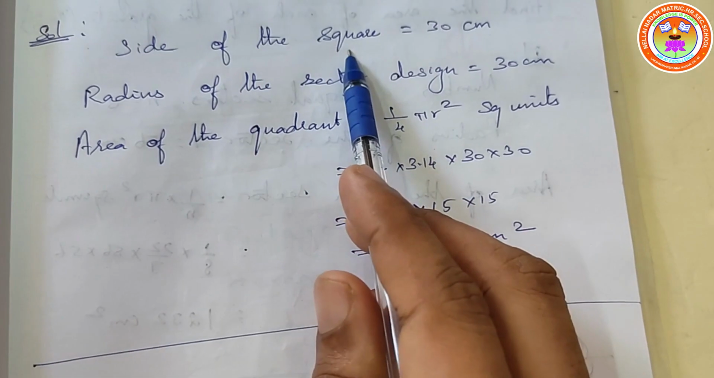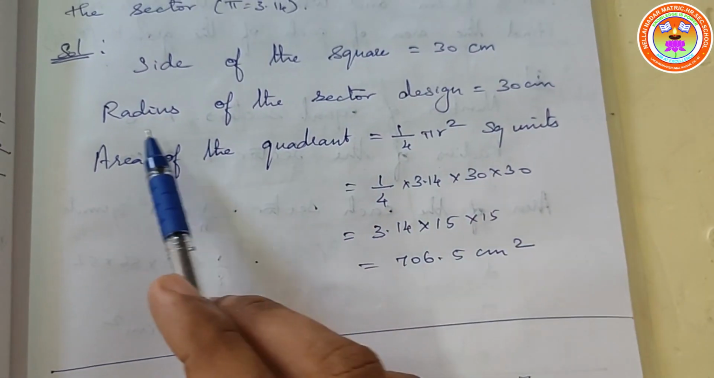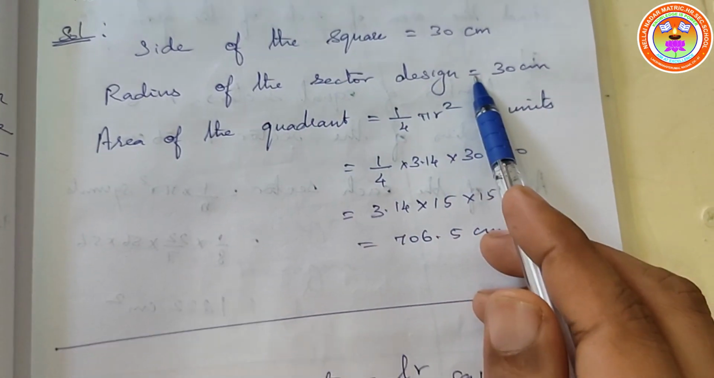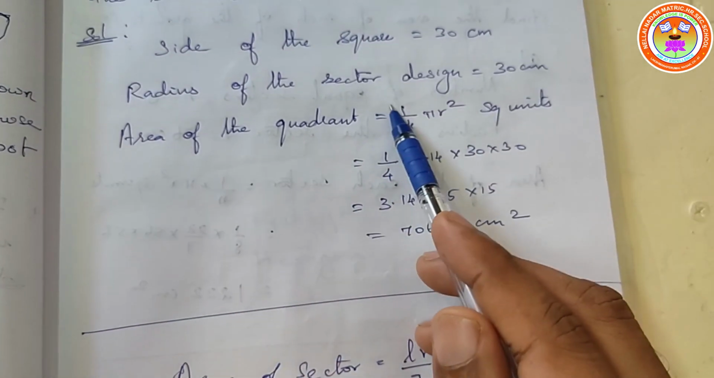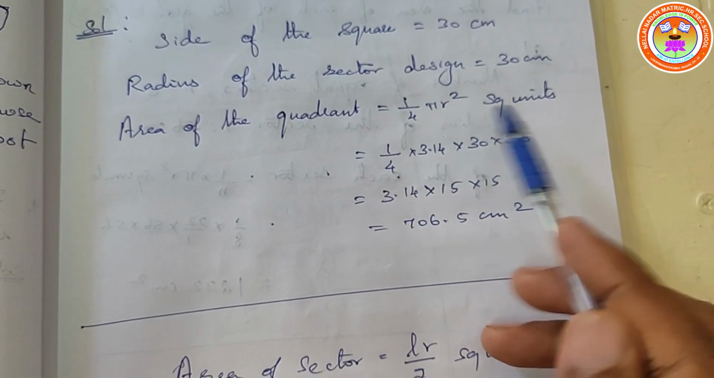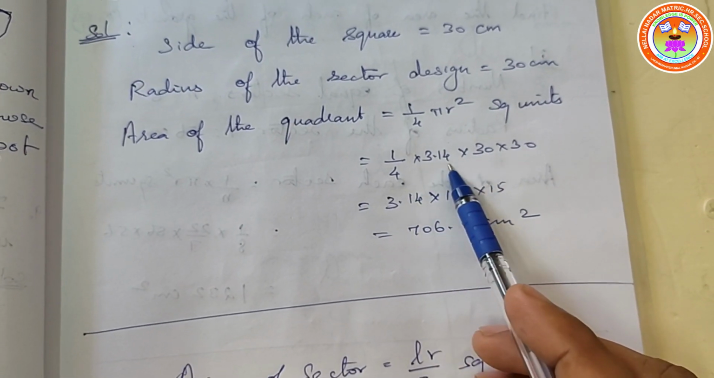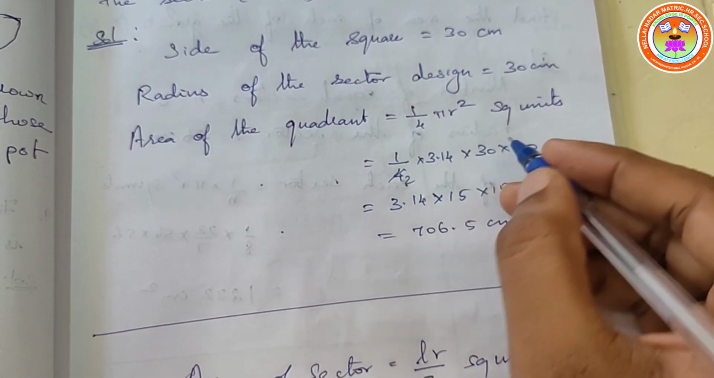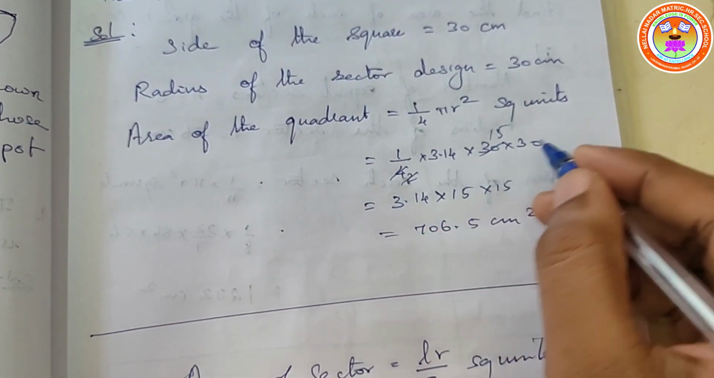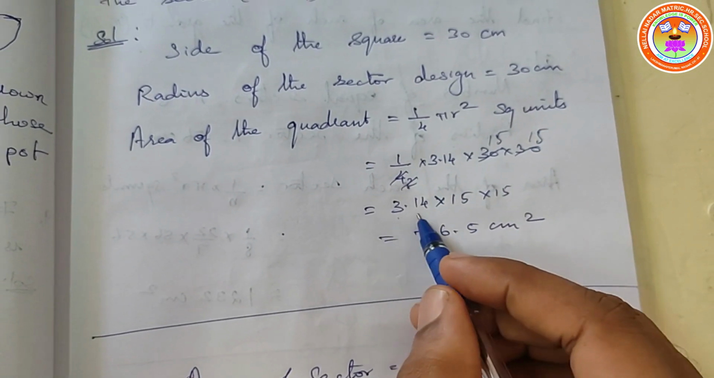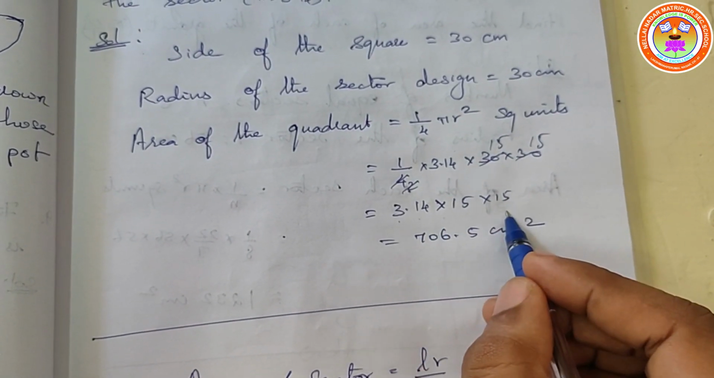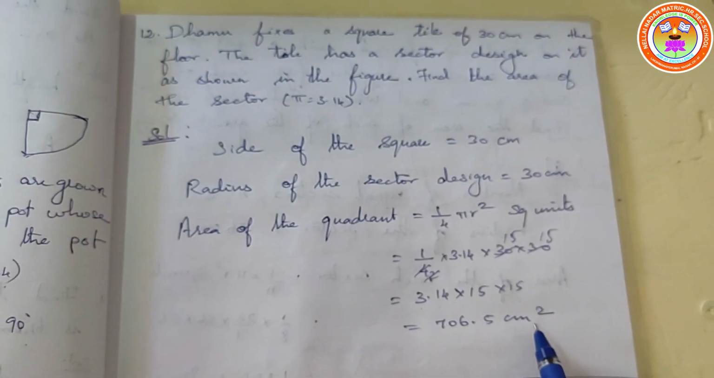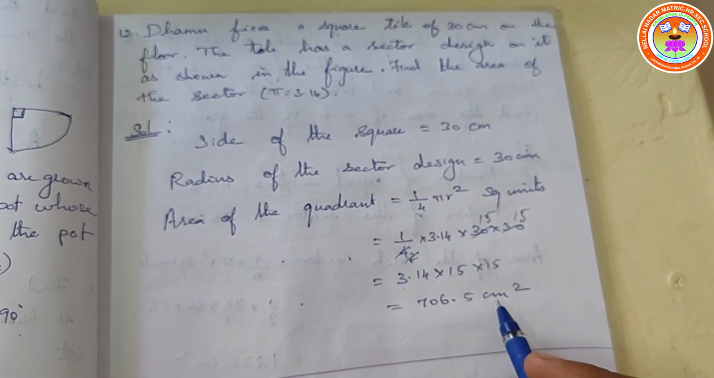Side of the square equals 30 centimeter. Radius of the sector design equals 30 centimeter. That side is nothing but the radius. Area of the quadrant is 1 by 4 pi r square, square units. So 1 by 4 into 3.14 into 30 into 30. You can cancel, 2 times 15 and again 2 times 15. So it's 3.14 into 15 into 15, that is 706.5 centimeter square. This is the answer for the 12th question.